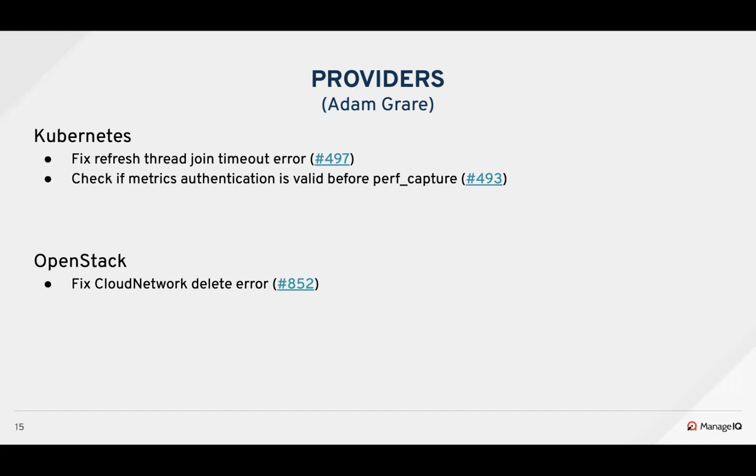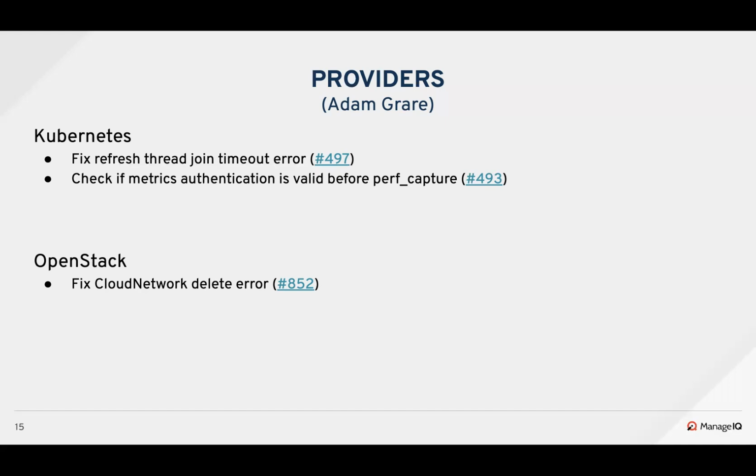We are also now checking if the metrics authentication is valid before running a perf capture. So again, if your OpenShift doesn't have valid metrics authentication, we're not going to waste any time starting to run any of the perf captures, only to fail later.